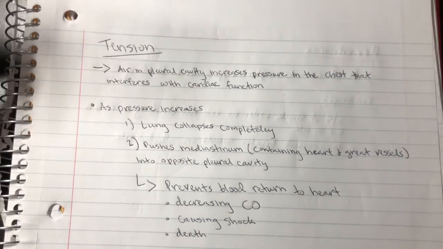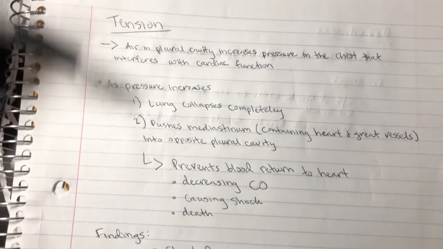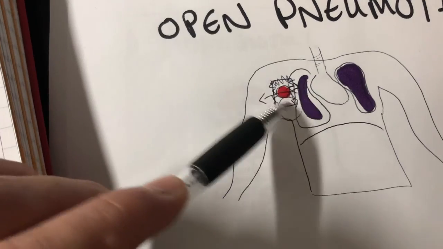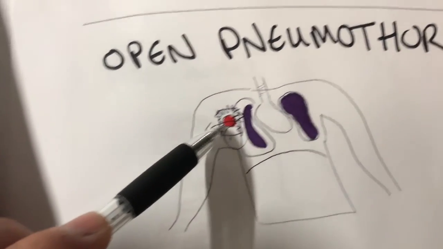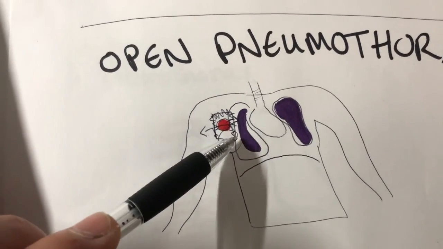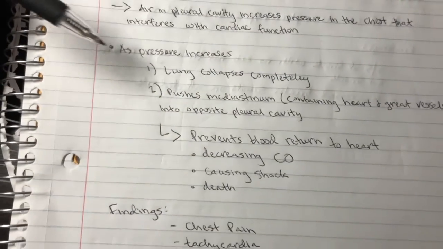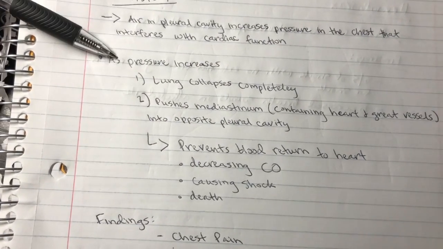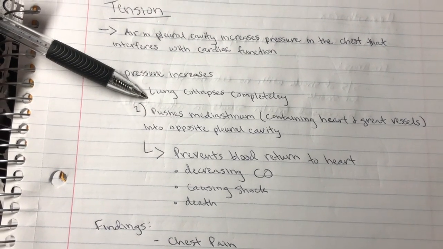So the pressure increases as air keeps increasing. And that can occur with an open pneumothorax. If all 4 sides are closed, even if there is a flutter valve, it can occur, but if all 4 sides are taped, that can keep increasing the pressure and eventually cause this. But anyway, so pressure increases, the lung completely collapses.